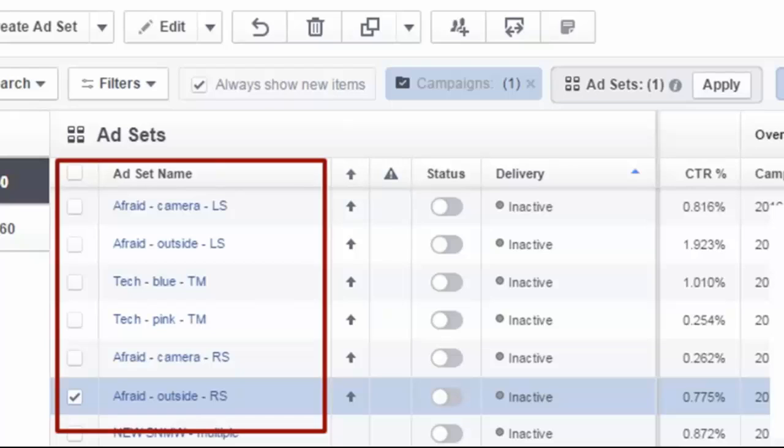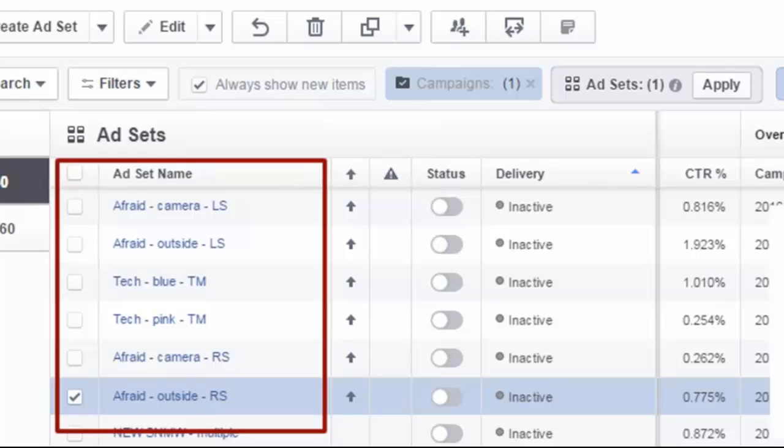So let me give you a little bit of an example of how our campaigns are set up here. And you can see that if we are following this protocol of one ad per ad set and we're following this naming structure, then afraid and tech are our 2 copy indicators. The middle words, camera, outside, blue and pink, are our image indicators. And the LS, TM, RS are our audience or our target indicator.